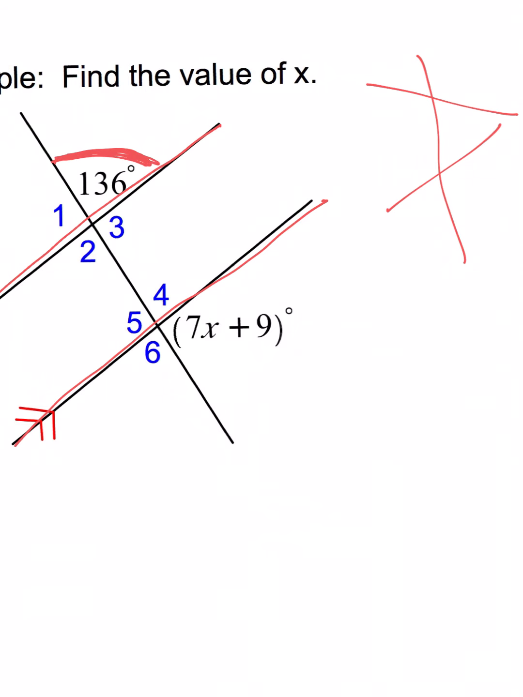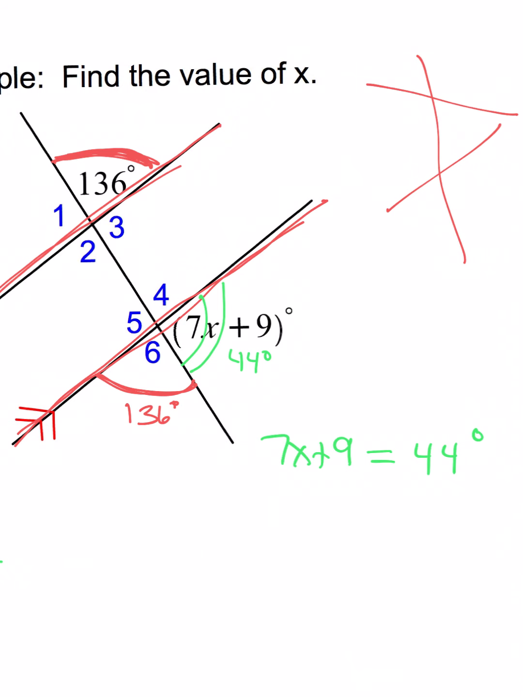So it says if you have parallel lines, then the alternate exterior angles, which these are both on the exterior of our two parallel lines and they're on different sides, are congruent. Okay, and then I'm going to use the linear pair postulate to figure out that this angle is going to be supplementary with 136. So if I subtract 136 from 180, I'm left with 44 degrees. So this is 44. So that would mean that 7x plus 9 equals 44 degrees.